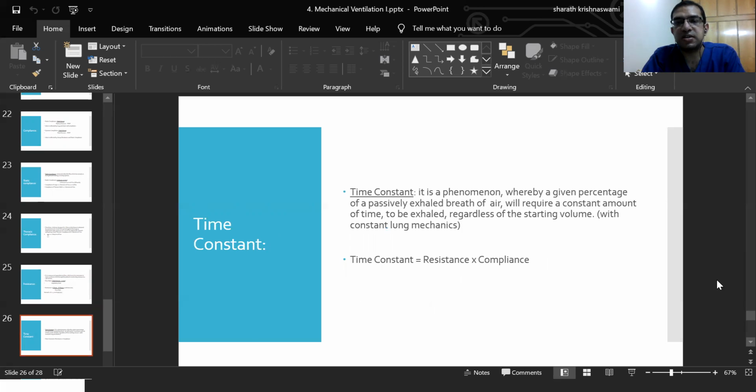Time constant is a phenomenon whereby a given percentage of passively exhaled breath of air will require a constant amount of time to be exhaled regardless of the starting volume, that is with constant lung mechanics. Time constant is given by the equation resistance into compliance.